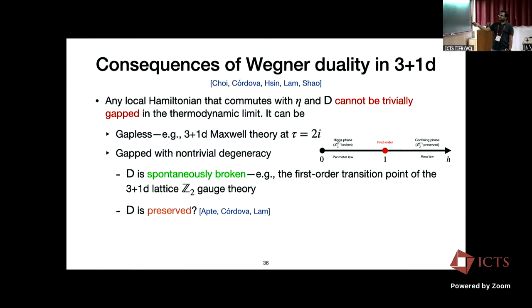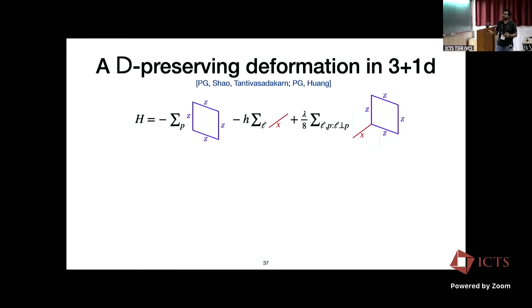What I want to discuss next is a deformation of this lattice gauge theory, similar to the one in the previous slide, because we don't know how to solve this model. We believe this is first order based on numerics, but it'd be nice if we had a concrete Hamiltonian where we can realize this explicitly. That's what I want to talk about quickly.